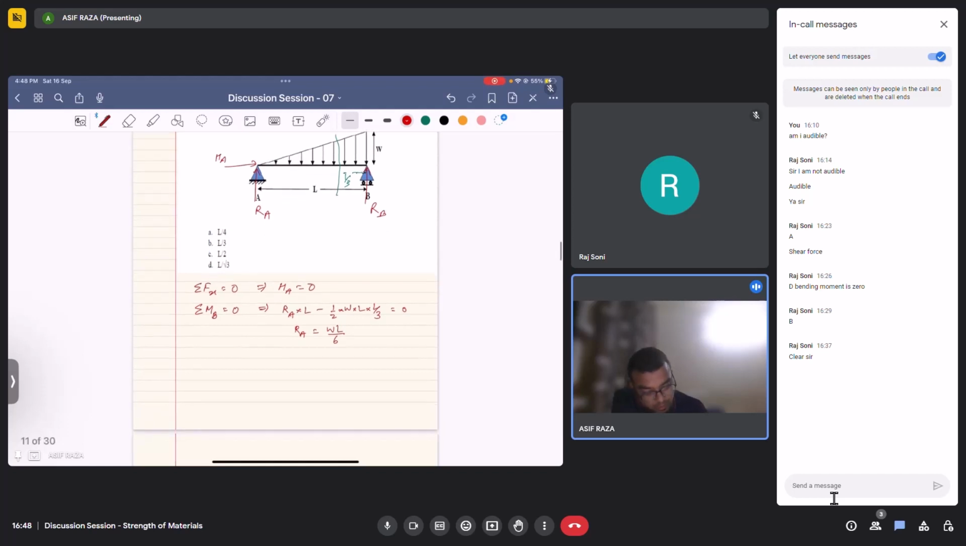If you want to complete the thing, take sigma Fy equal to 0. That would give me RA plus RB equal to WL by 2, and this would give me RB as WL by 2 minus WL by 6. This would be equal to WL by 3.